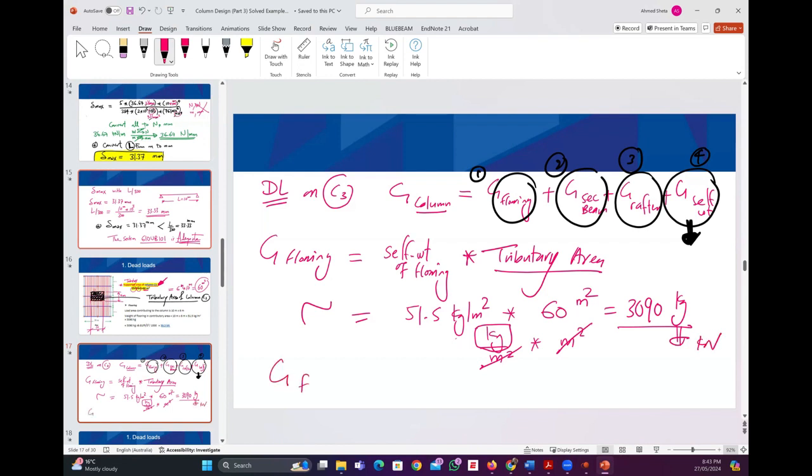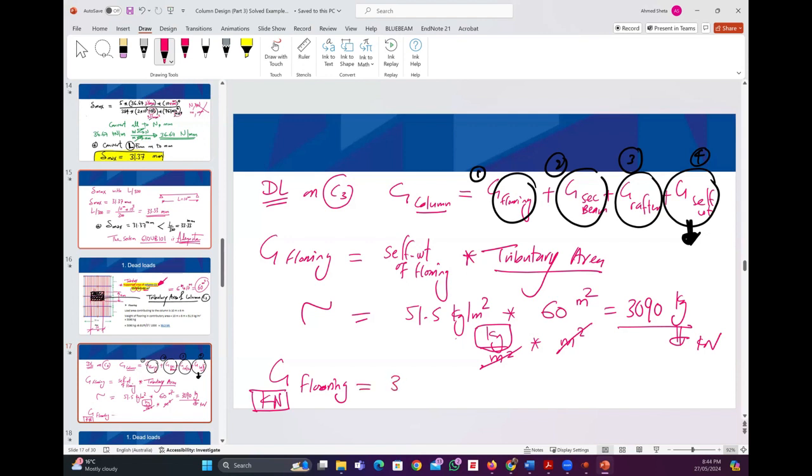Any load on the column, you need to keep this in mind, should be in kilonewton, not in kilonewton per meter. So what is the difference between beam and column in terms of units of loads? In beams, kilonewton per meter; in columns, kilonewton only, right?